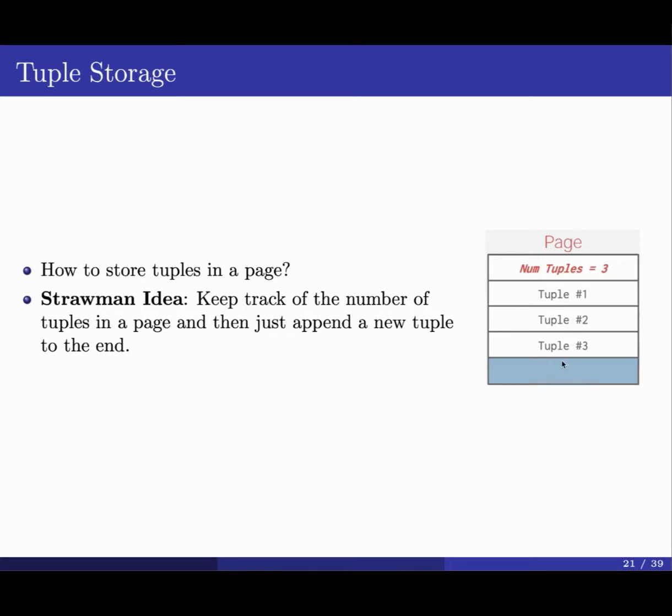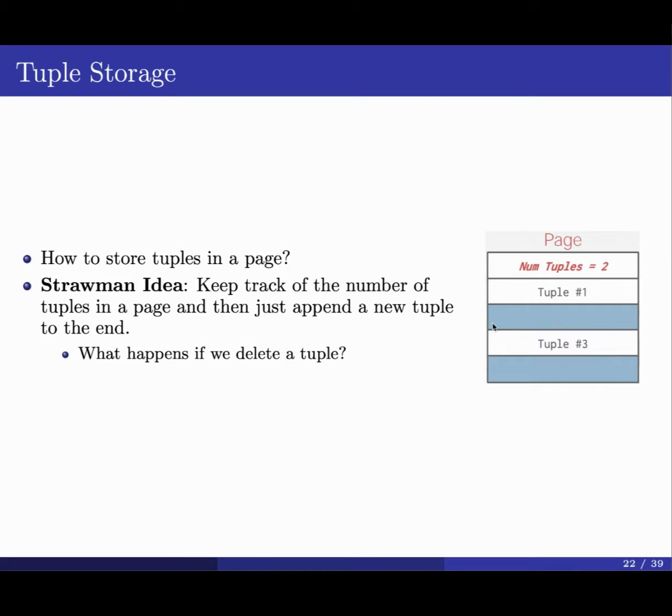If we take a look here, do we have any problems in this case? What happens, for example, if you delete a tuple here? The simple thing we're going to do is scan from the beginning until we find this tuple, then delete it. After that you need to decrease the number of tuples by 1 here.